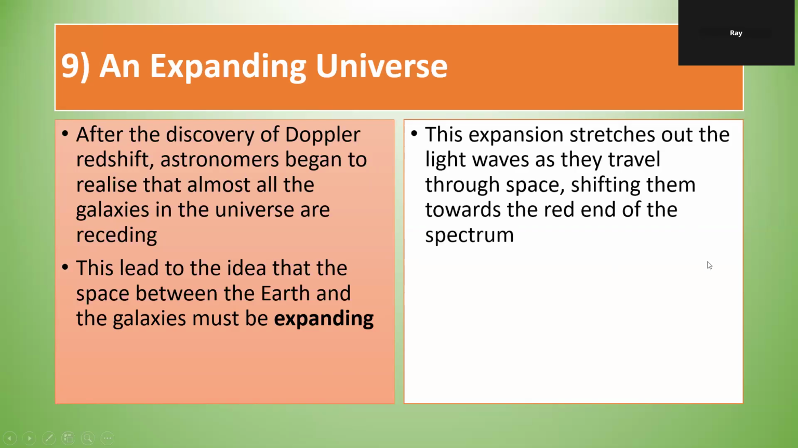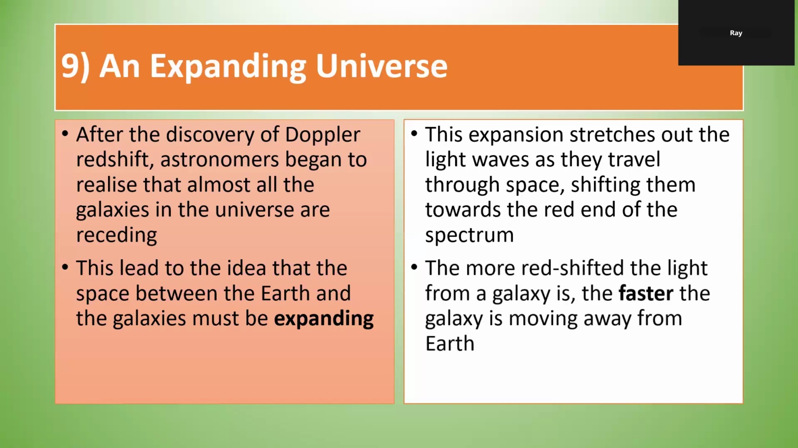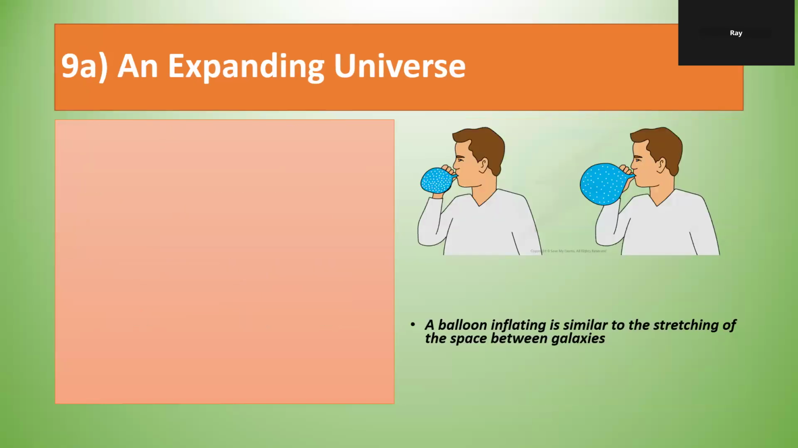This expansion stretches out light waves as they travel through space, shifting them towards the red end of the spectrum. Right? So the space is expanding, so the light wave is stretched out to a longer wavelength. That explains the redshift. The more redshifted the light from a galaxy is, the faster the galaxy is moving away from the Earth. Right?